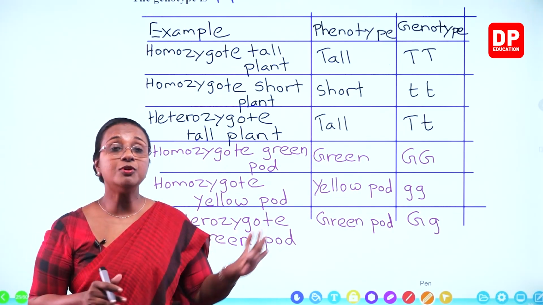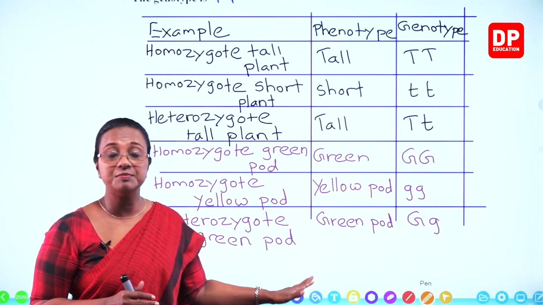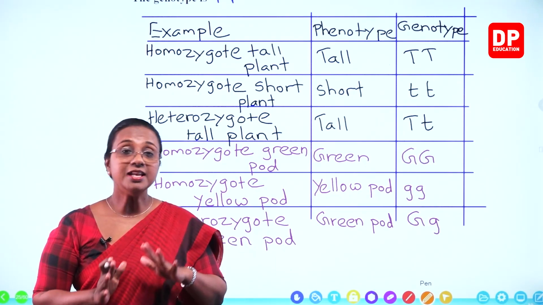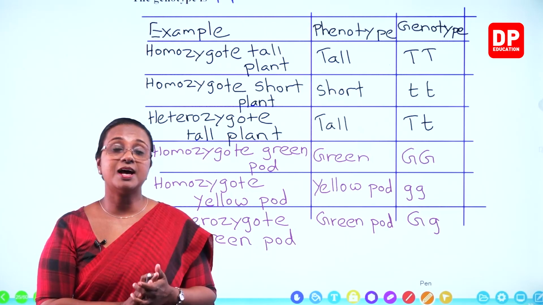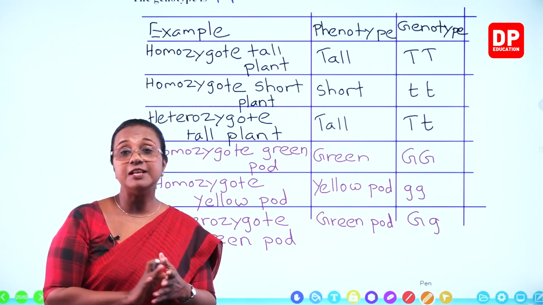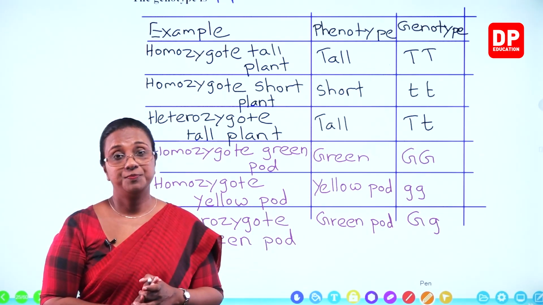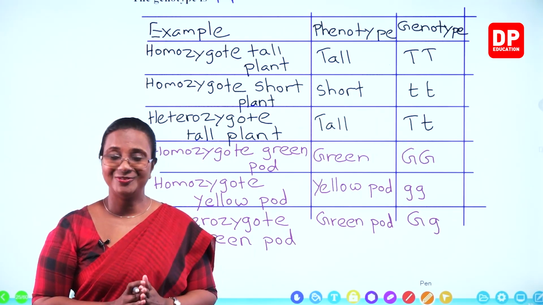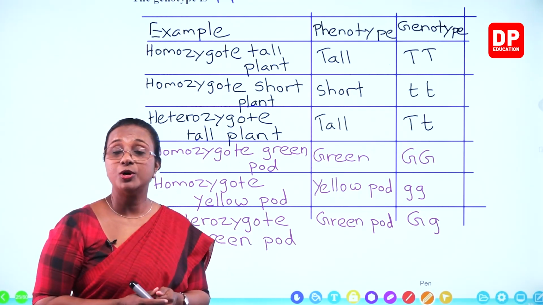So you all have to understand all these four terms clearly, students. Then if you are given any type of example, you will be able to identify all these easily. I'm sure you all can do that. So with that, we'll move on to the next slide.